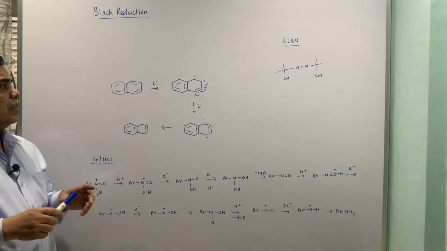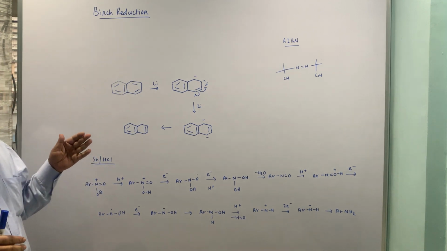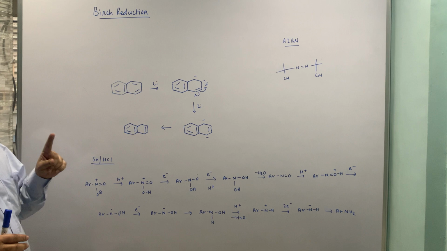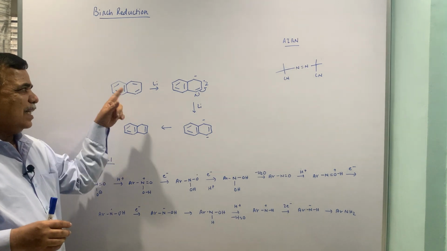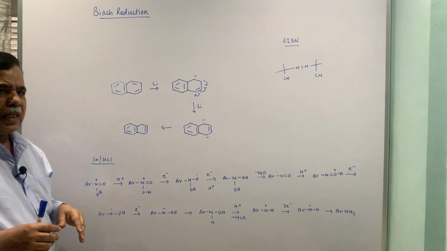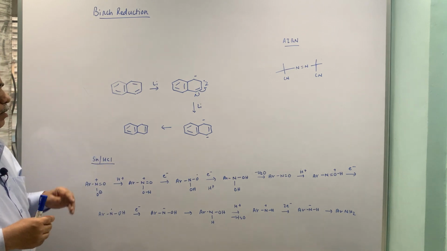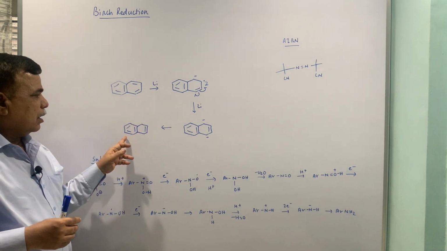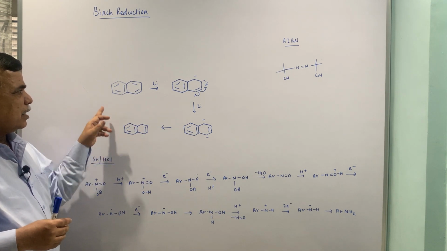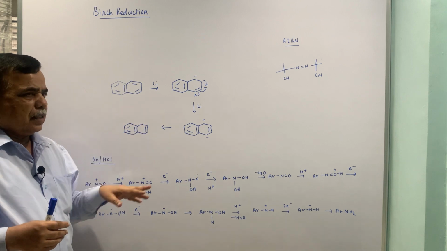The addition or the hydrogenation or reduction takes place in such a way that aromaticity of one ring is retained everywhere, no matter how you add the reagent or how you show the electrons. The aromaticity or aromatic sextet of one ring is retained.